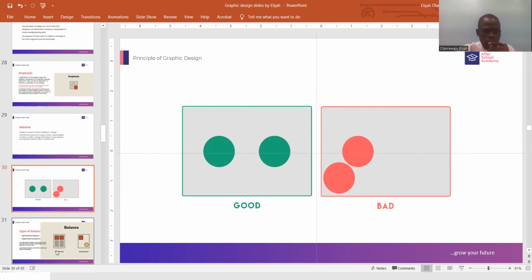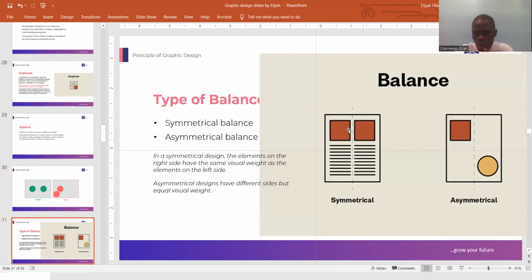So let's move on. Look at it. It's what you have on your left side that you also have on your right side. This is what we call symmetrical balance. It's pretty much applicable in maybe a newspaper, right? You have the header, then you have the other information under it, right? The paragraph text, you still have it on the other side too, right?